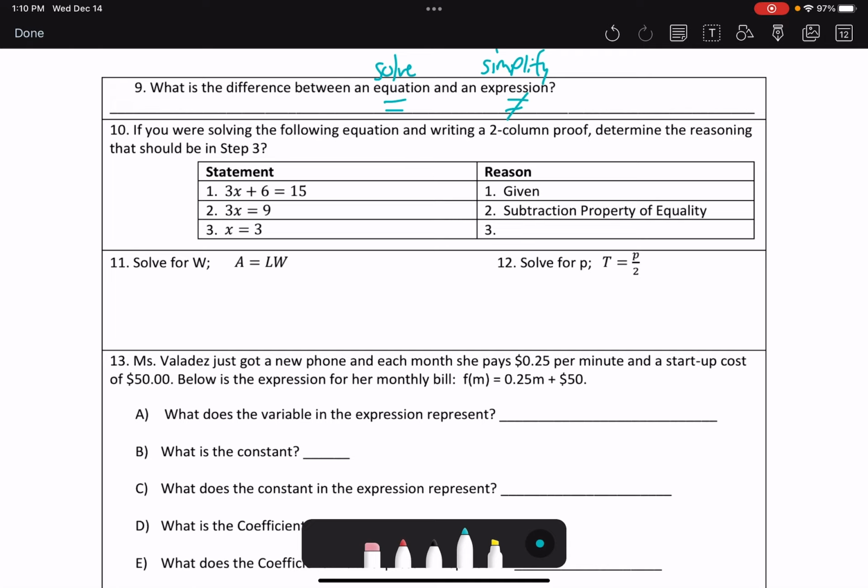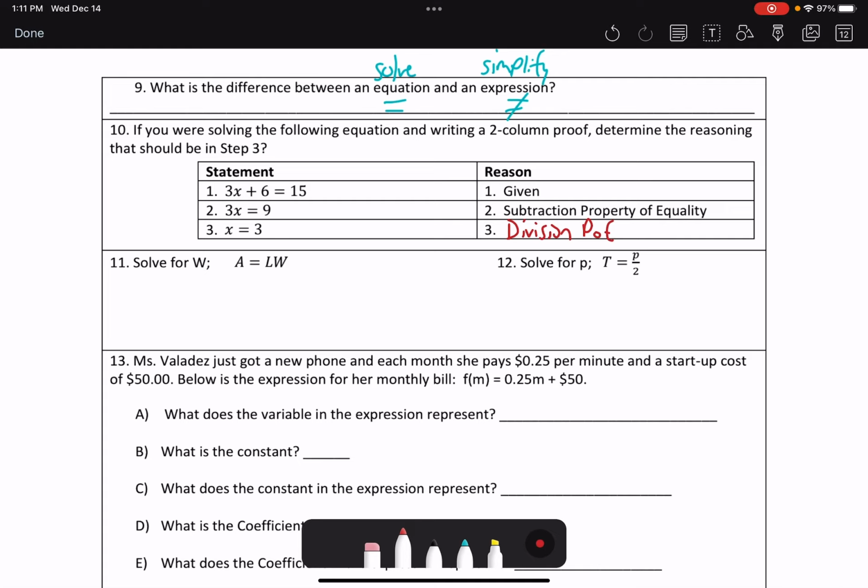Problem 10, this is one of our proofs. So they've solved through the problems. You just got to tell them how they solved it. So if you're solving the following equation and writing a 2-column proof, determine the reasoning that should be in step 3. So they started off with 3x plus 6 is equal to 15, and that was given to them. Then they used the subtraction property of equality to get to 3x equals 9. And now they've got x equals 3, and the only way they could have gotten there is by using the division property of equality, or the division POE. What they're saying is they divided both sides by 3 to get to their solution of x equals 3.